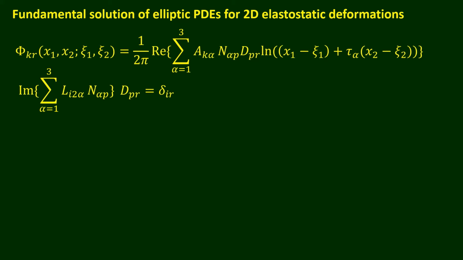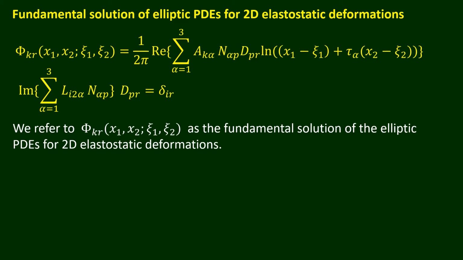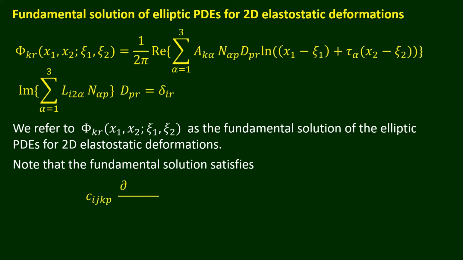We refer to capital Phi kr, x1, x2, psi1, psi2 as the fundamental solution of the elliptic partial differential equations for two-dimensional elastostatic deformations. Note that the fundamental solution satisfies C ijkp, del 2 capital Phi kr over del xj del xp, equals Kronecker delta ir, Dirac delta, x1 minus xi1, x2 minus xi2.